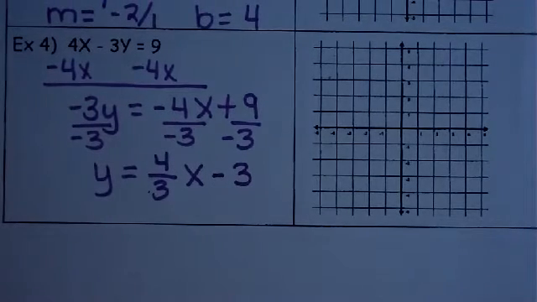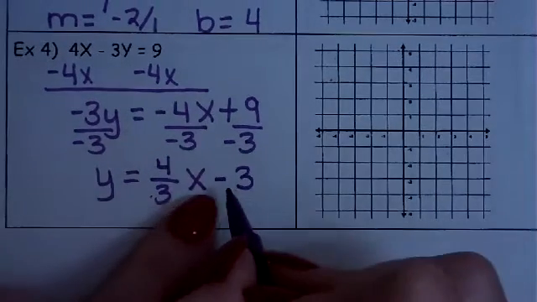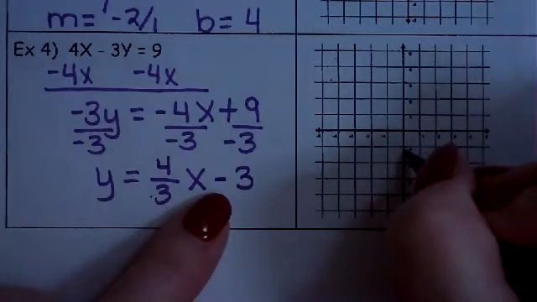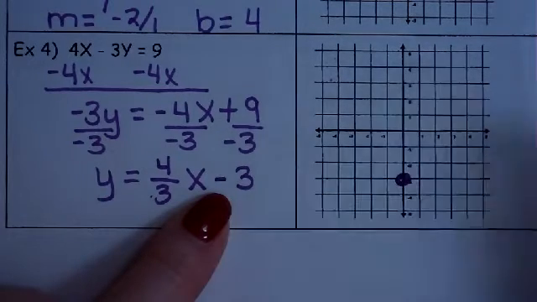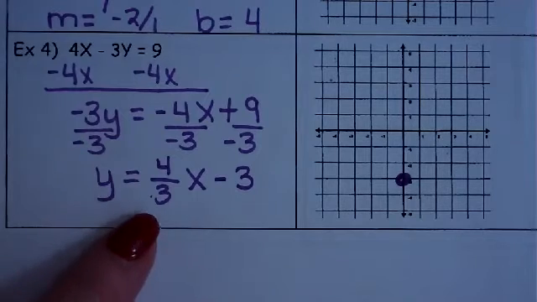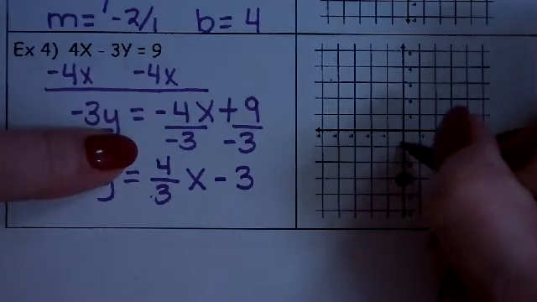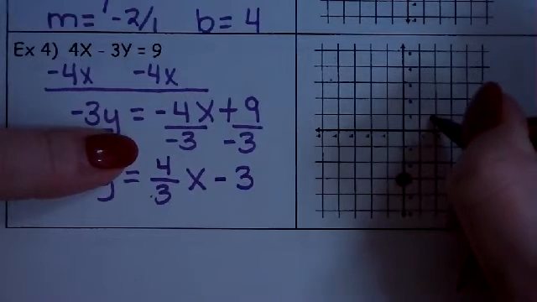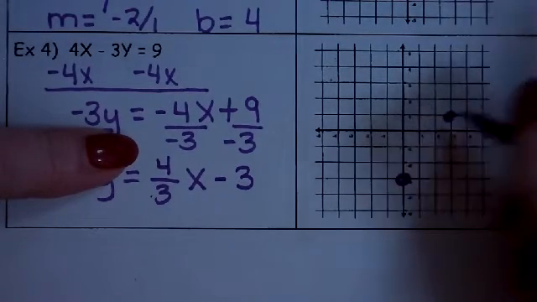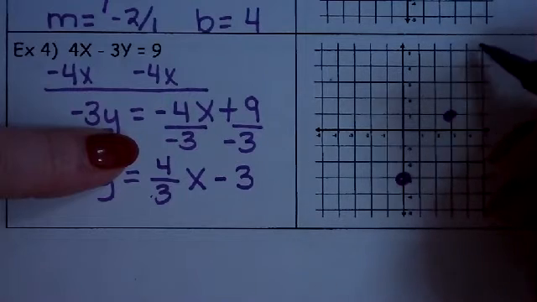Now, hold on. Give me 2 seconds to get some more light going. Here we go. Now, let's graph this. We're going to graph at negative 3. So 1, 2, 3 right here. Okay. Our slope is up 4 and to the right 3. Up 4, right 3. So 1, 2, 3, 4. 1, 2, 3. 1, 2, 3, 4. 1, 2.